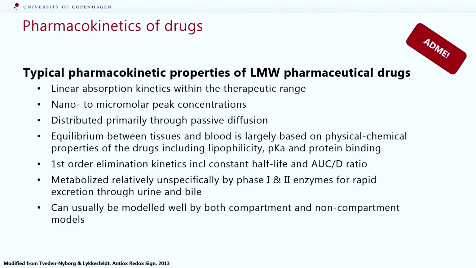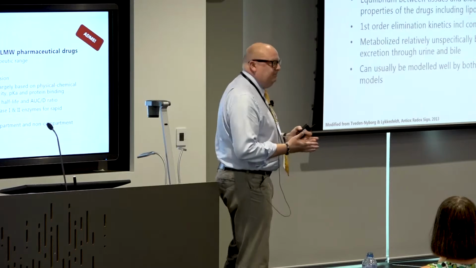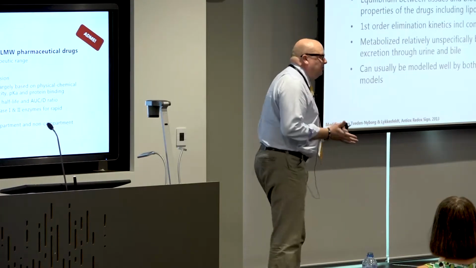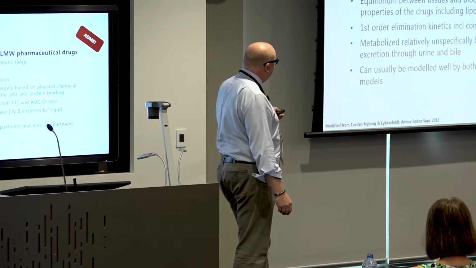And just to sum up very quickly the typical features of a low molecular weight pharmaceutical drug, you have this linear kinetics basically throughout the therapeutic range, and we typically reach these nano to micromolar peak concentrations. Passive diffusion is by far the leading way of distribution throughout the body, and the equilibrium that is reached, in contrast to what Margrethe showed us just before, is a situation where the pKa and the pH, the lipophilicity and protein binding, are the determining factors of how drugs actually distribute in the body and what the ending concentration would be.